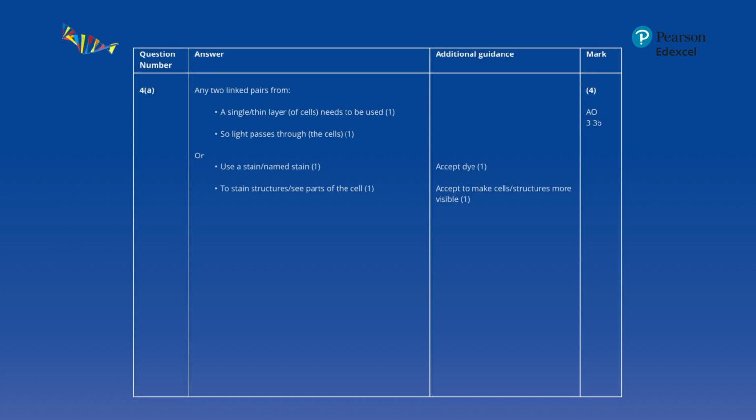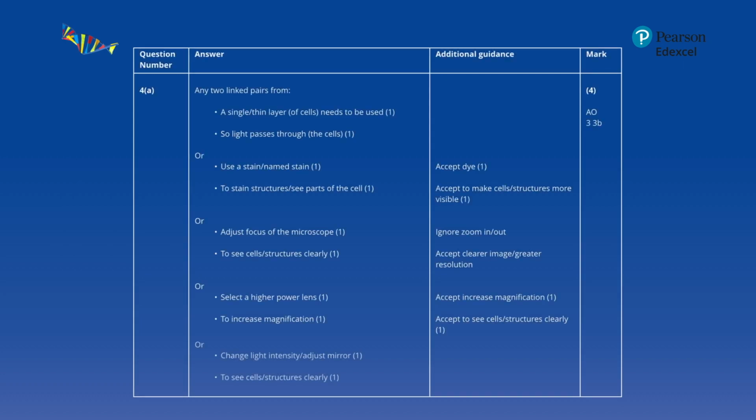Here is the mark scheme for 4A. As you can see, there are 5 linked pairs, but you only have to write any 2 of those 5 linked pairs to gain the marks. If you only wrote the first point from each linked pair, the most marks you could gain is 2, even if you wrote all 5. There must be the linked justifications for the other 2 marks.